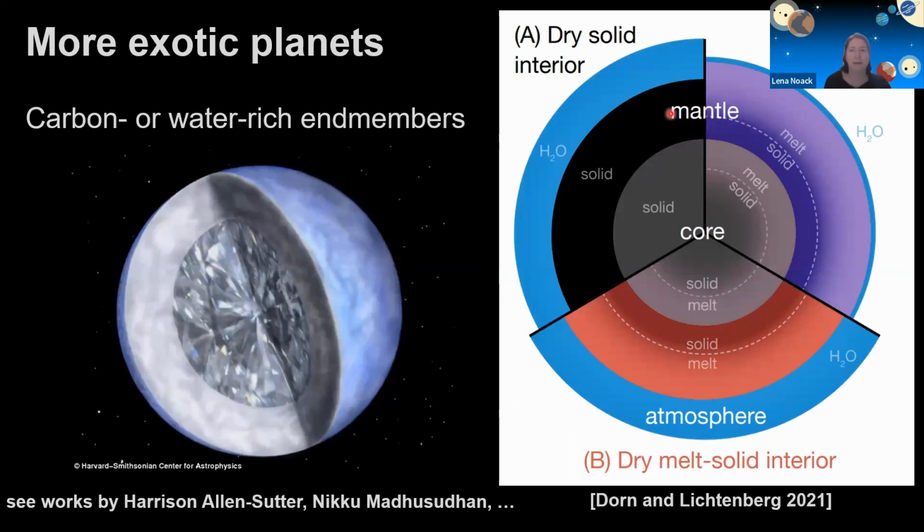If we go to cooler planets, likely we form a solid silicate mantle, and if you have enough volatiles, then a water-rich layer on top of it.